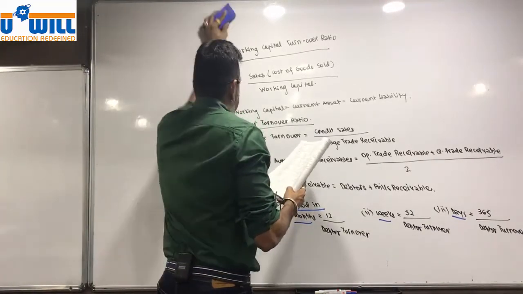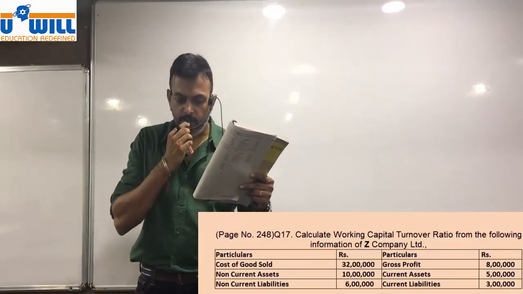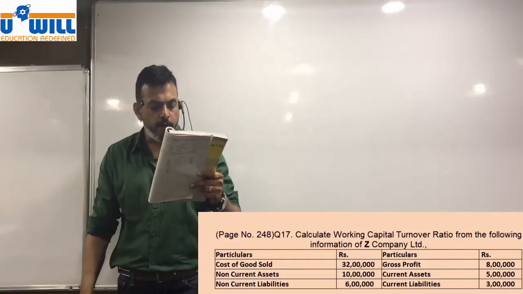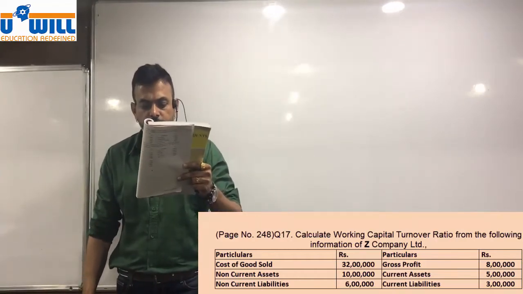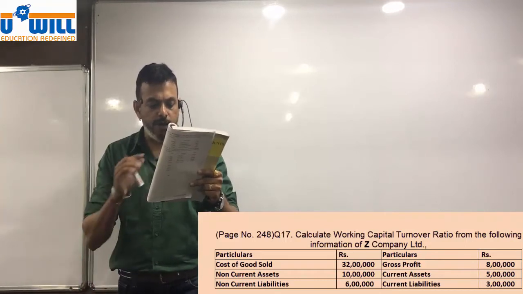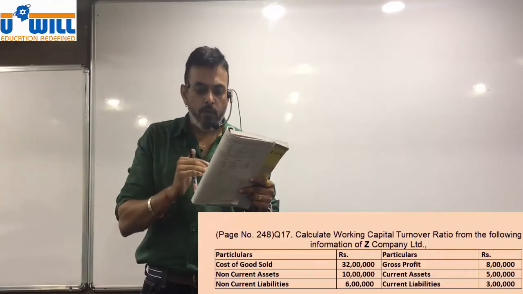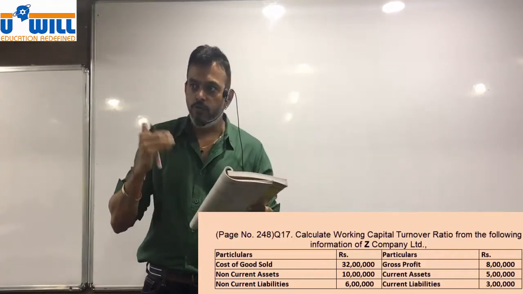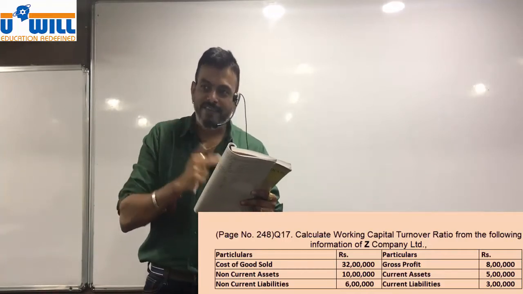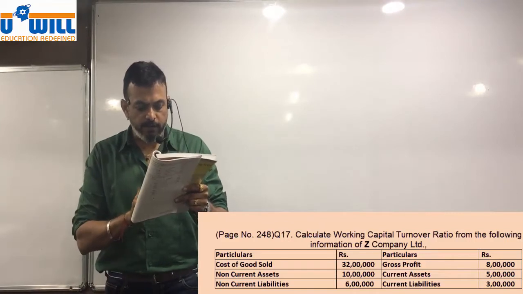Question number 17. Calculate working capital turnover ratio based on sales and cost of goods sold from the following information of Z Company Limited. Particulars, cost of goods sold. Now over here we have to use both sales as well as cost of goods sold, so we have to do this formula two times, one on sales and the other on cost of goods sold. Cost of goods sold is given.